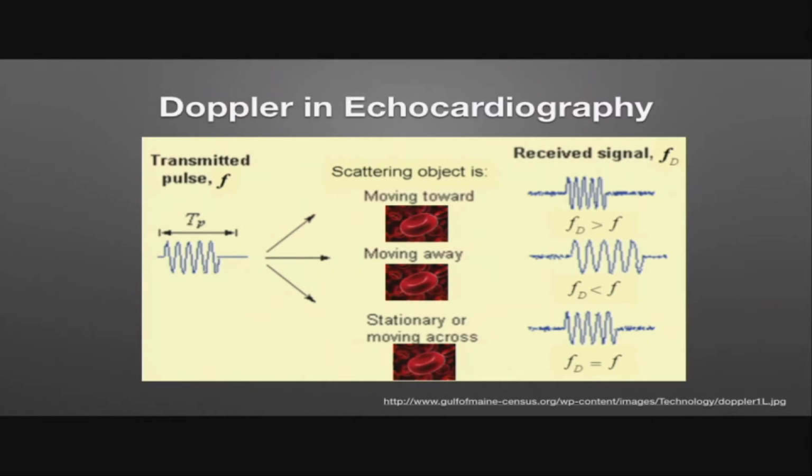moving towards you. If the object is moving away from you, the Doppler shift will be less, obviously, because you've got a lower frequency in the received signal compared to the transmitted. And if the object is stationary, or if the object is moving exactly perpendicular to you, you are not going to be able to tell what the movement is.